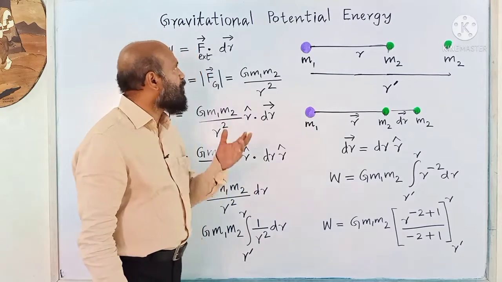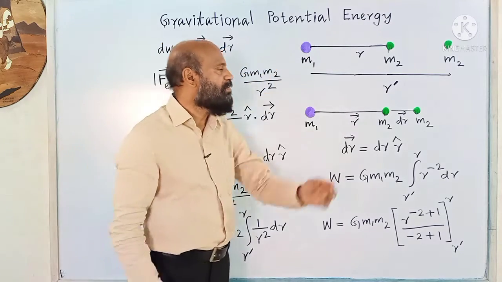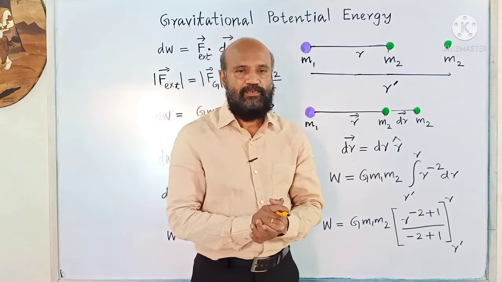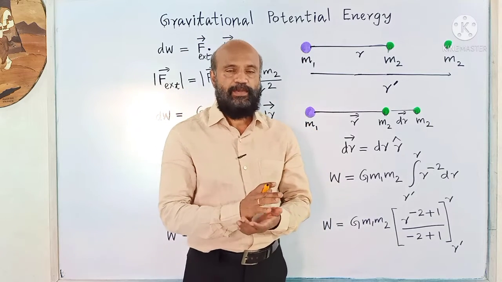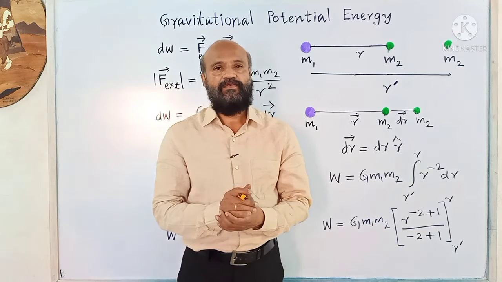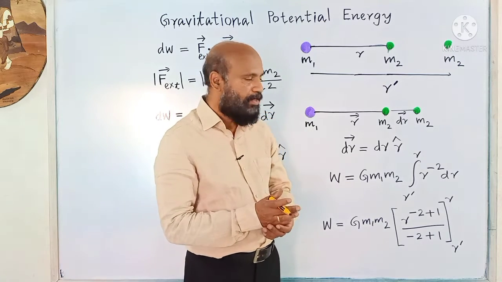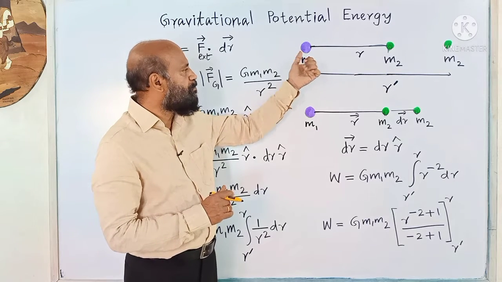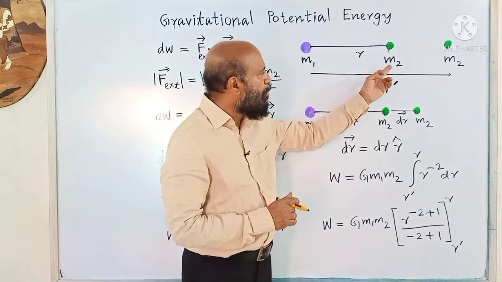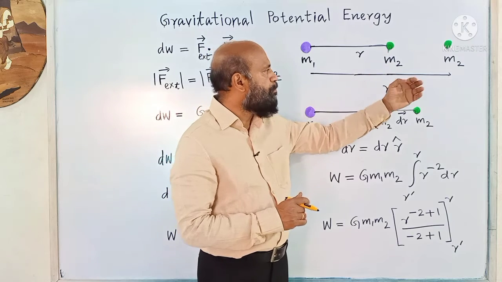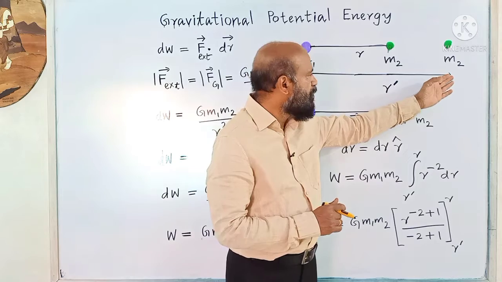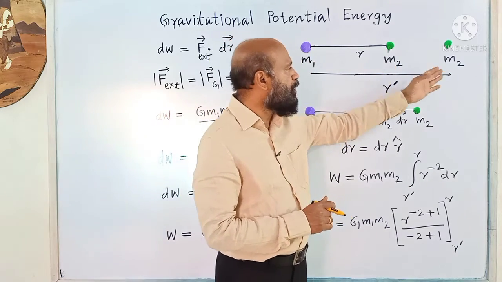Let us see gravitational potential energy. Gravitational force is a conservative force. A force is said to be conservative if the work done is independent of the path. Now here there is a mass m1 fixed and m2 is to be moved from a position whose distance is r dash to r.